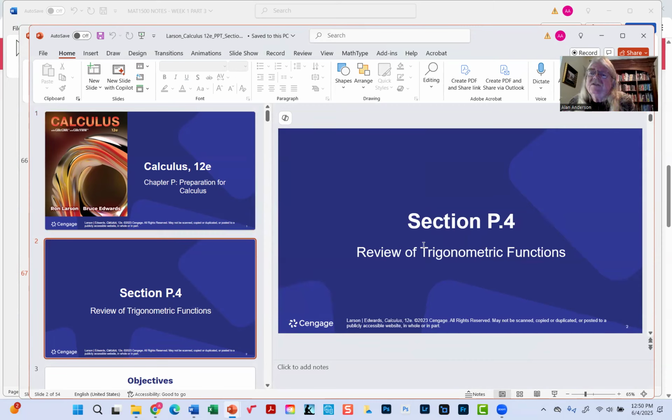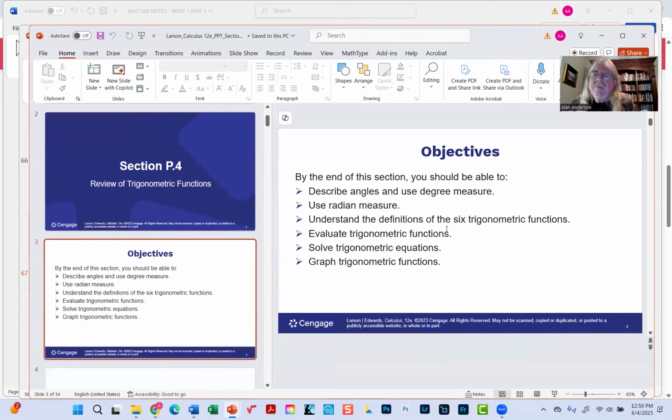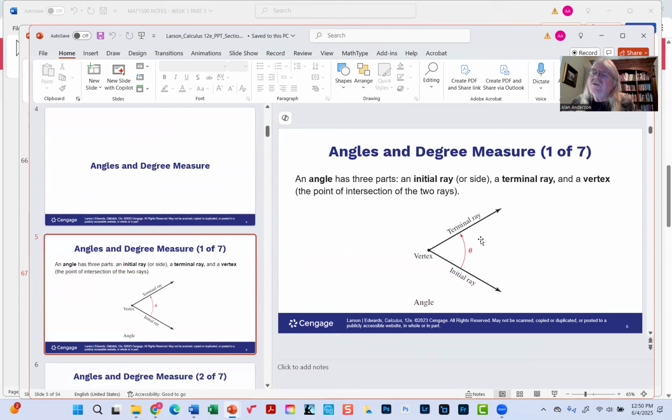And once that's done, we can start the new material in chapter 1, which I'm sure you're dying to see. But we need to do this too, because it'll be a problem later on if you start to forget how trig functions work. So we're going to start at the beginning by reminding ourselves, what is an angle? I mean, really, that's kind of an important question.